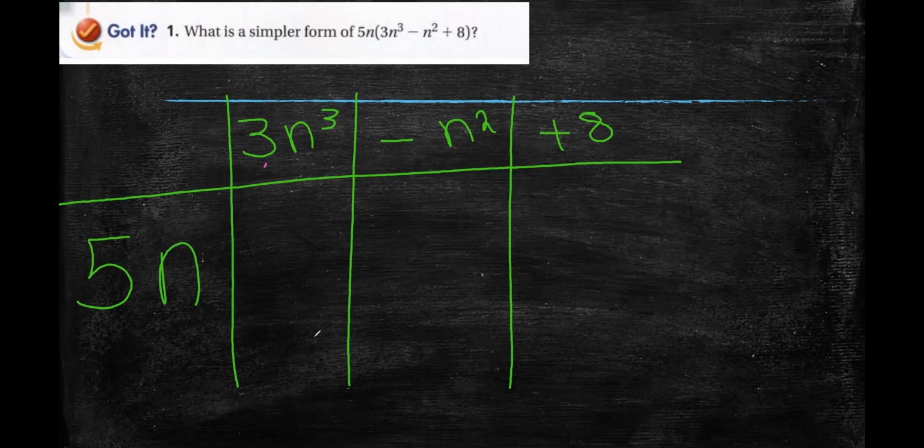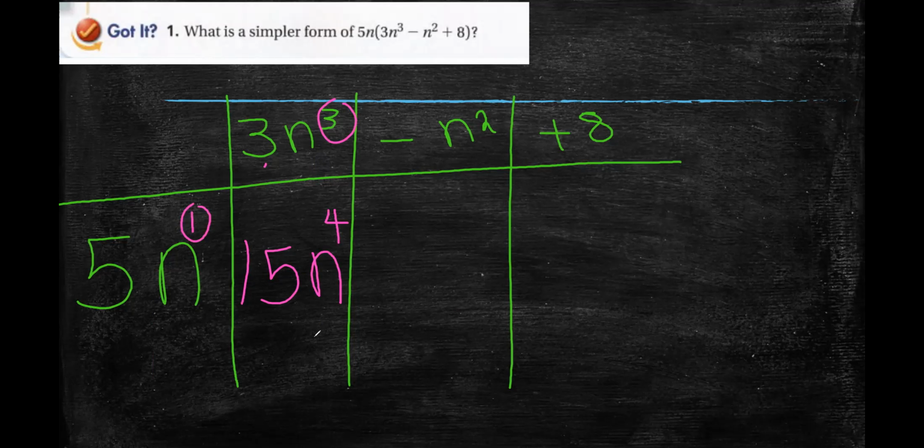3 multiplied by 5 is 15n cubed. And n cubed multiplied by n, it's going to be n to the power 4. They are adding, 3 plus 1.